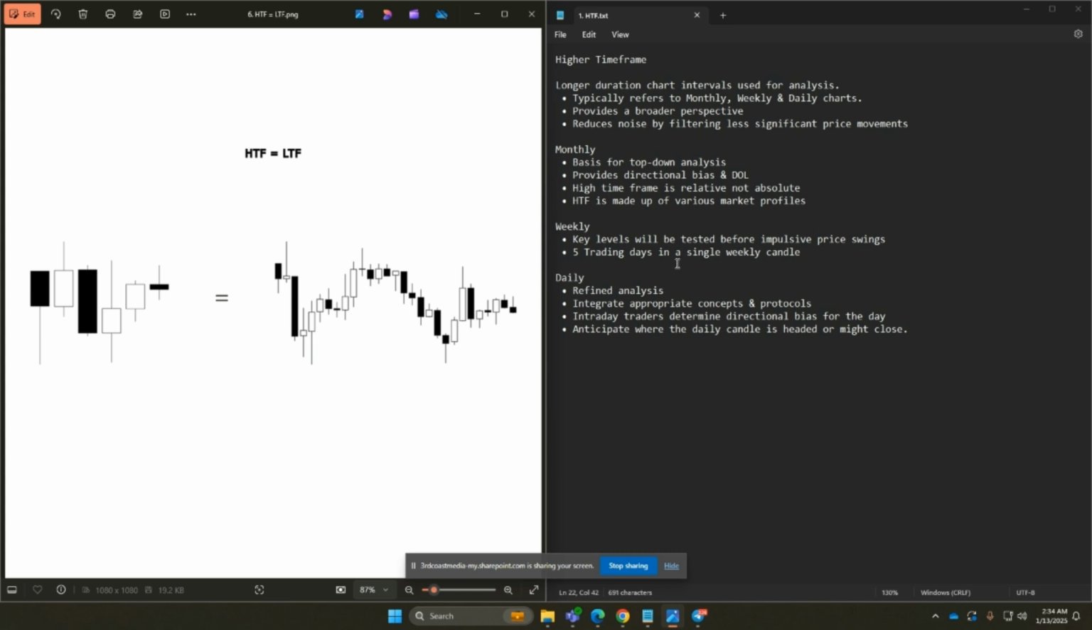If you're looking at the higher time frame overall, you should be able to anticipate where the daily candle is headed or where it might close. Really, the higher time frame candles show the same price movement as the lower time frame candles, but if we use the correct combination, then we're able to get some accurate entries.